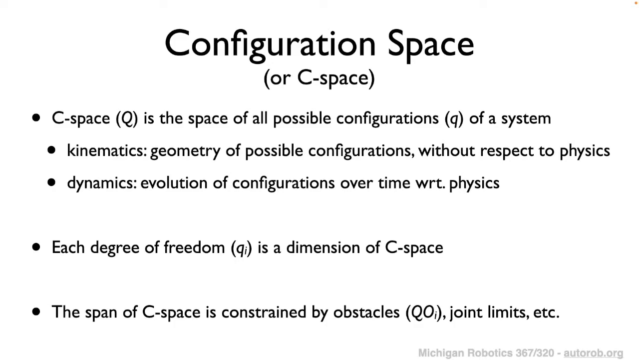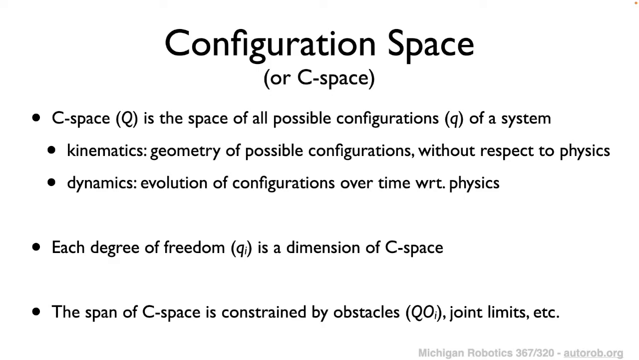A configuration space, or C-space for short, is defined as the space of all possible configurations for a system, where for our purposes in this class, the system is a robot's kinematic structure and kinematic configuration. Within robotics, we've looked at two topics that have used configuration spaces: all of our discussions of kinematics, where we described the geometry of possible configurations, and dynamics, which was how configurations of systems evolve over time, including the possible incorporation of physics. Both of those topics relied on some definition of a configuration space to be well defined.